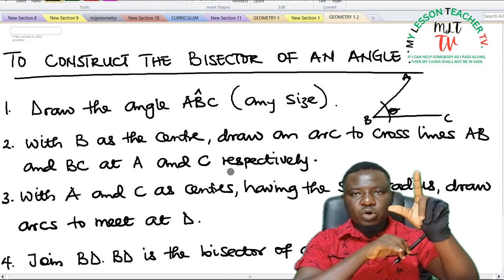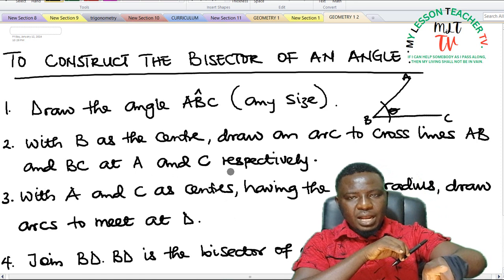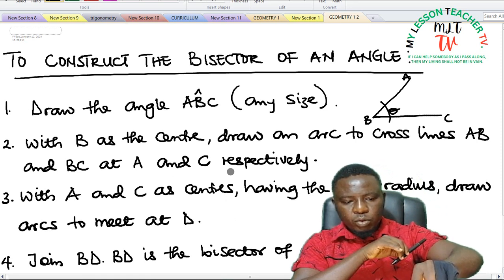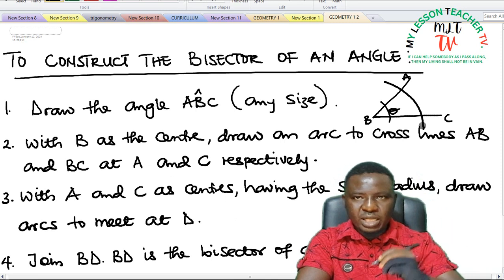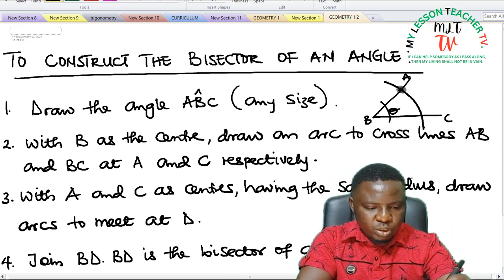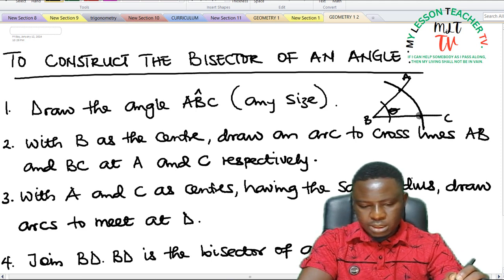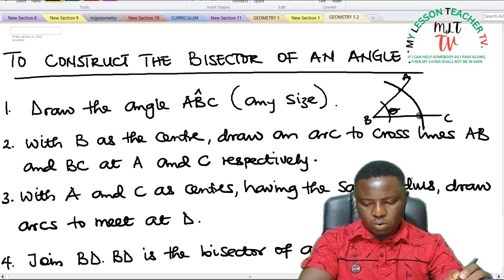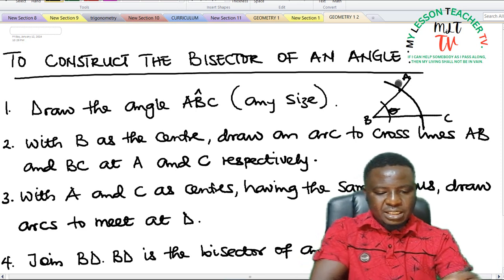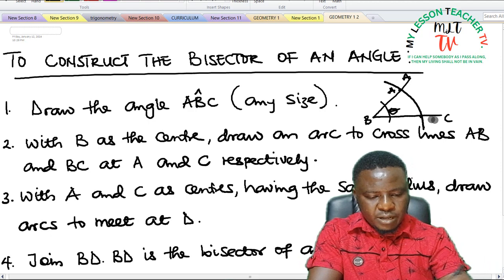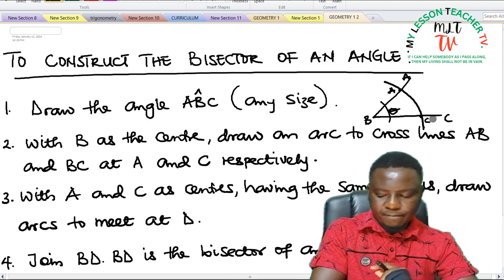That is, with your compass, one leg on B, you are to construct an arc to cut AB and BC. So if you do that, this is what you get, something like this. And this point is the required point we are told, which is at point A and C. So this is said to be point A and this is said to be point C.